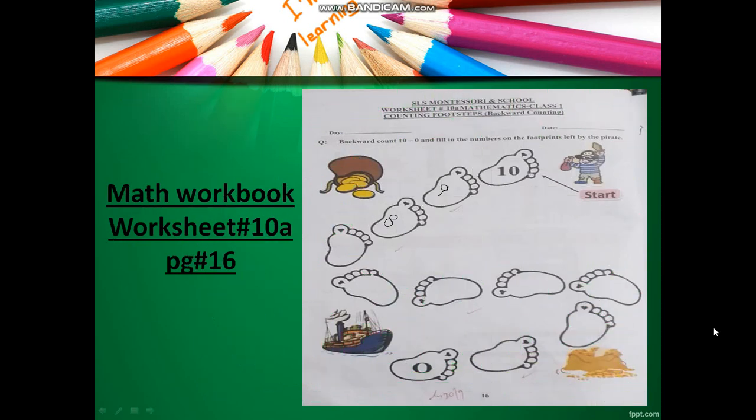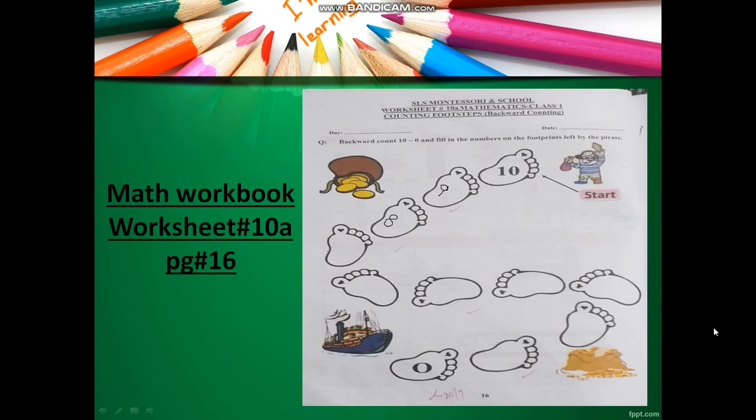Now look at your maths workbook, worksheet number 10A, that is on your page number 16, and the topic is counting footsteps backward counting. The question is: backward count from 10 to 0 and fill in the numbers on the footprints left by the pirate. Here you can see the starting point, that is 10, and the ending point, that is 0. Here you will do backward counting from 10 to 0.